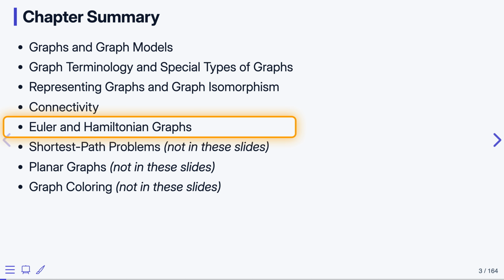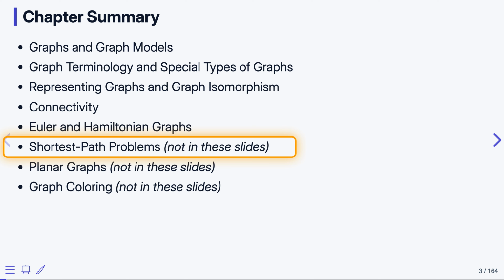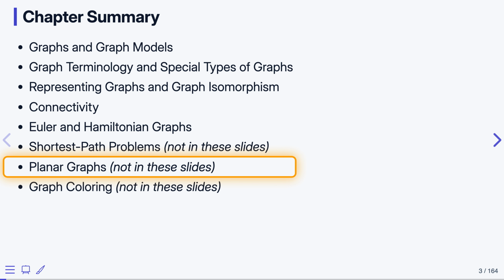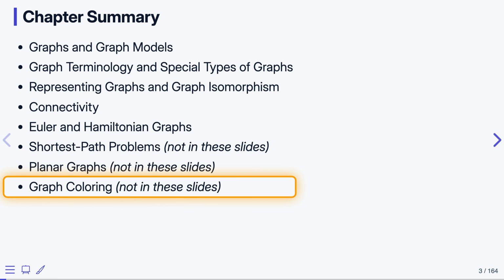Then Euler and Hamiltonian graphs. Shortest path problems are in the book, but not in these slides. Planar graphs are in the book only as well. And graph coloring too. Let's begin with the first one.